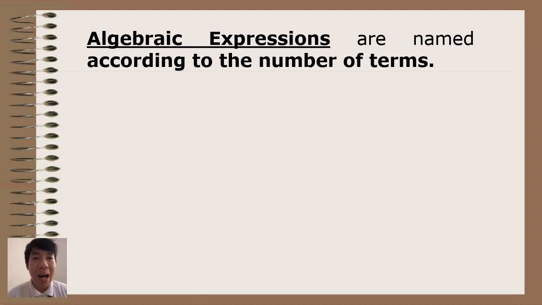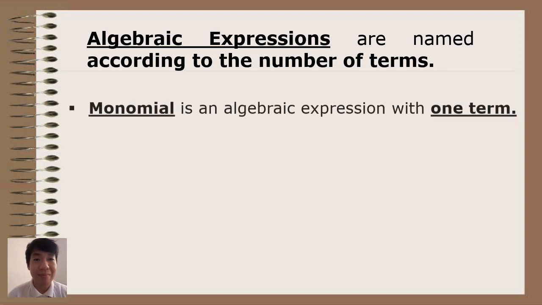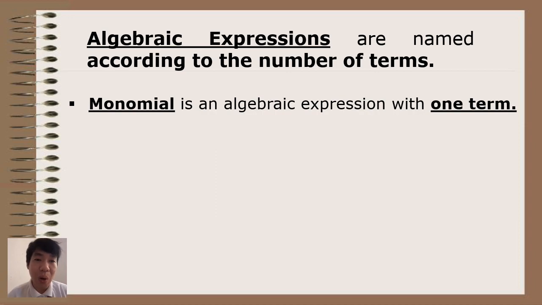Let's move on. Algebraic expressions are named according to the number of terms. So, ang algebraic expressions ay pwedeng pangalanan according sa kanilang numero ng terms. Una, monomial. Monomial is an algebraic expression with only one term. It comes from the word mono, which means one.